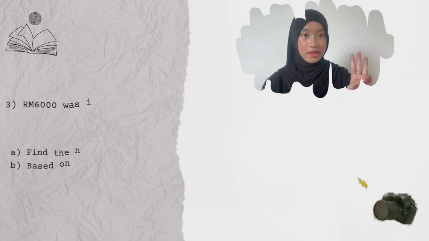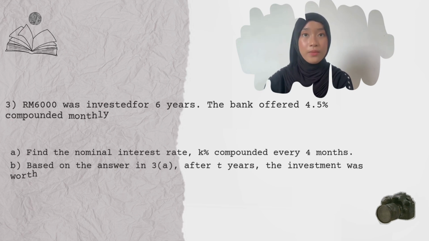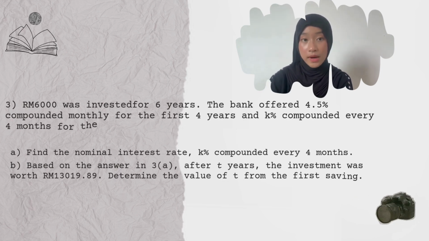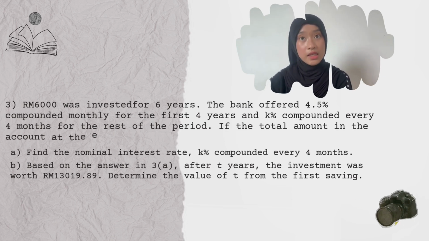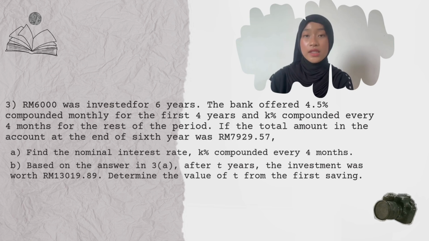Next is question number 3. 6,000 was invested for 6 years and the bank offered 4.5% compounded monthly for the first 4 years and k% compounded every 4 months for the rest of the period. If the total amount in the account at the end of 6 years was 7,929 ringgit and 57 cent, we need to find the nominal interest rate, which is k% compounded every 4 months for the question A. And for the question B, based on the answer in 3A, after 2 years, the investment was worth 13,019 ringgit and 89 cent.